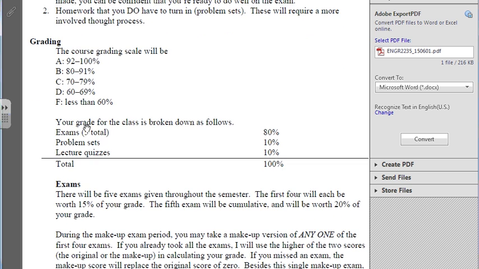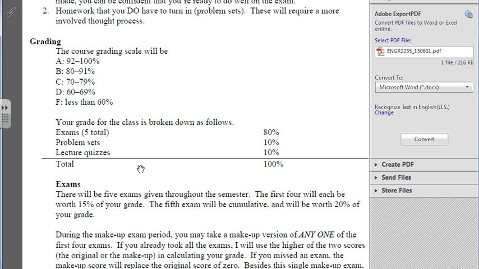For the exams, there'll be a total of 5. There'll be one on each Friday, except the last day of the class is the last Thursday, not the last Friday. So in the last week of the class, exam 5 will be on Thursday. The first 4 are just going to be subject exams, like the stuff that we've covered that week, and each one of those will be worth 15% of your grade. The one on that last Thursday, the last day of class, will be worth 20%, and that's cumulative.